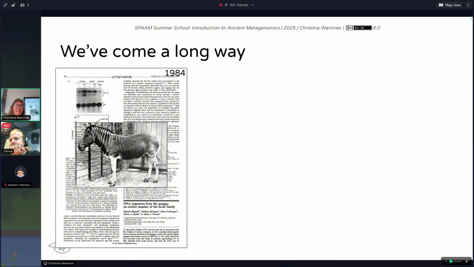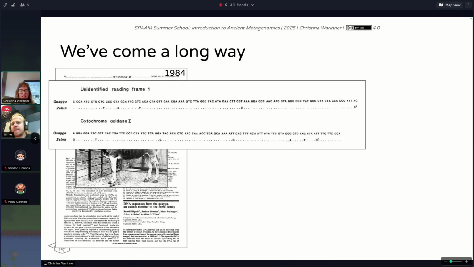But first, I want to go back into the history of ancient DNA. When does this field start? Well, the very first paper in our field dates to 1984 and focused on reconstructing genetic sequences from an extinct form of zebra called the quagga. In this study, they retrieved two DNA sequences, which you see printed in their entirety here.